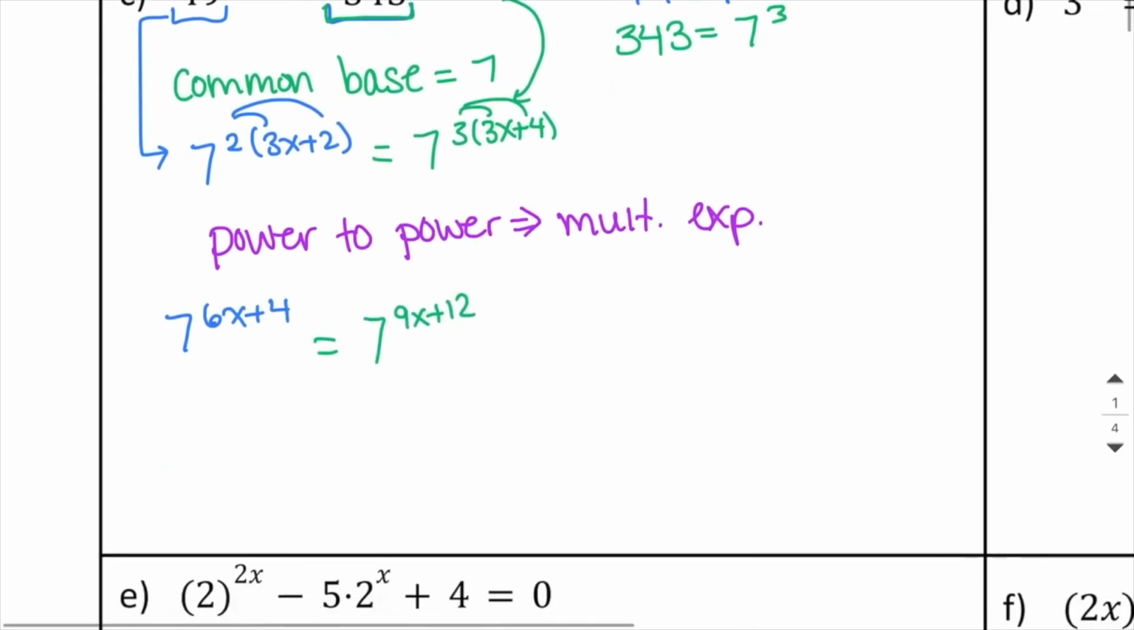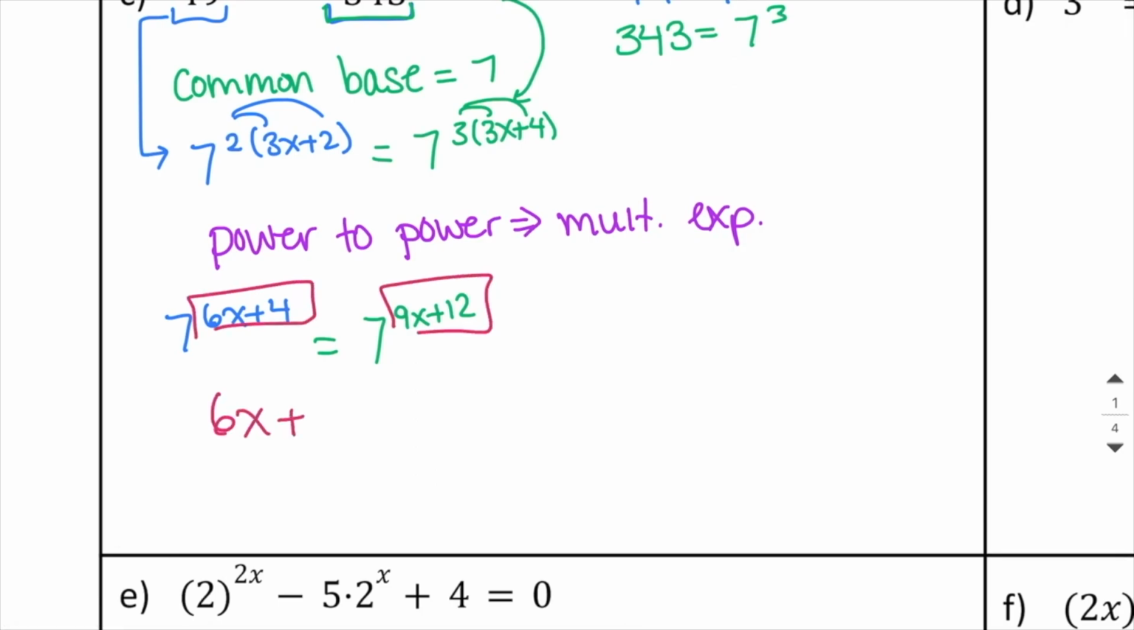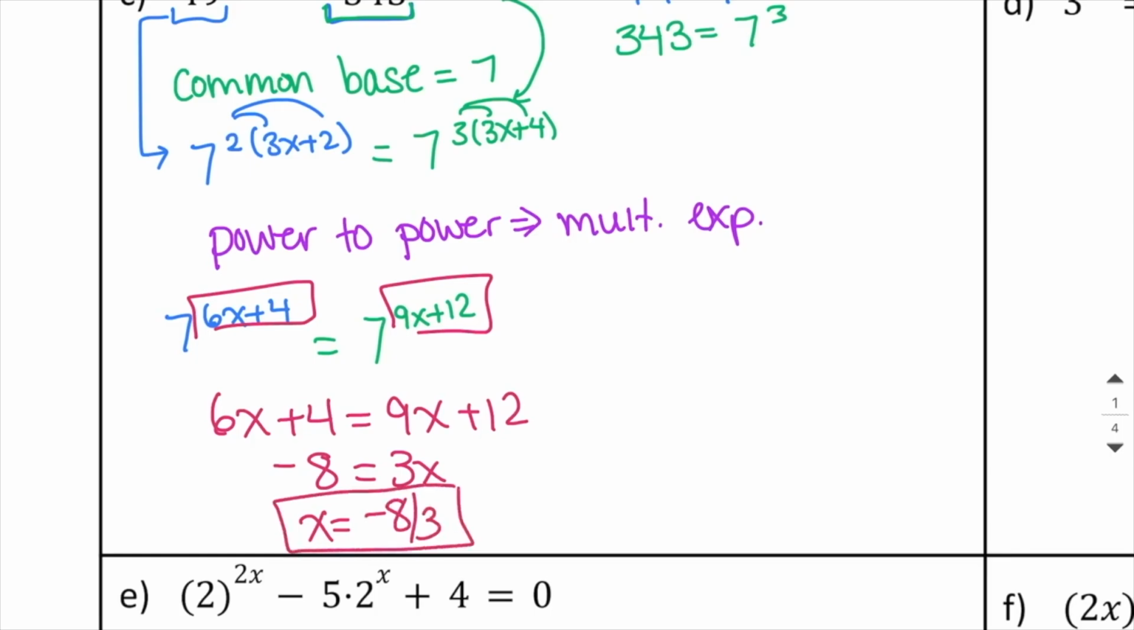And now that my bases are the same, I can now set my exponents equal to each other. So now I can say 6x plus 4 equals 9x plus 12. Subtract the 6x and get 3x on this side. Subtract the 12, get negative 8 on this side. So x is negative 8/3. Okay?